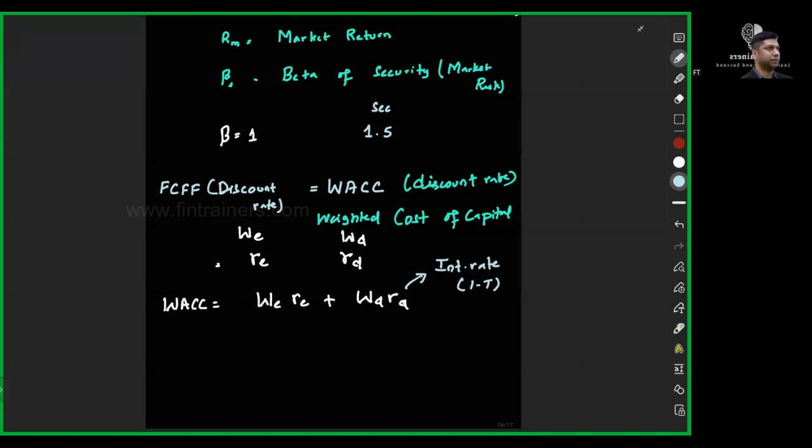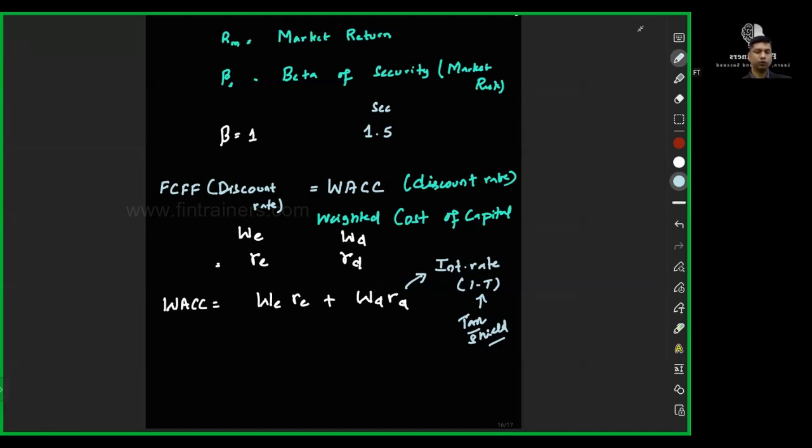If your interest rate is 10%, your tax rate is 30%, your cost of debt is 7%. Why? Because I don't pay taxes on my interest, right? So my cost of debt is going to be lower by the tax rate. So debt has that benefit. It gives you this tax shield. So we will subtract that, the reduction in tax, from the interest rate to calculate the cost of debt.